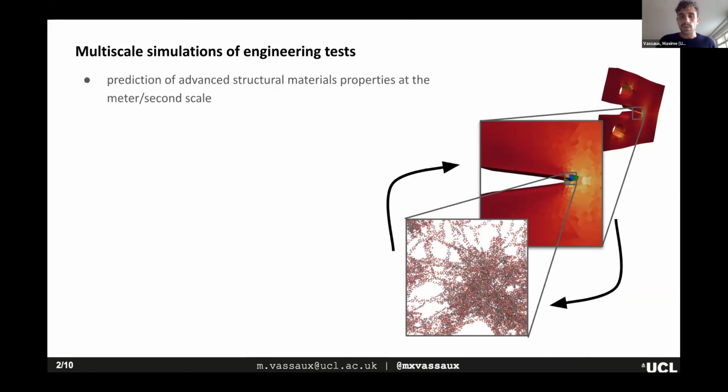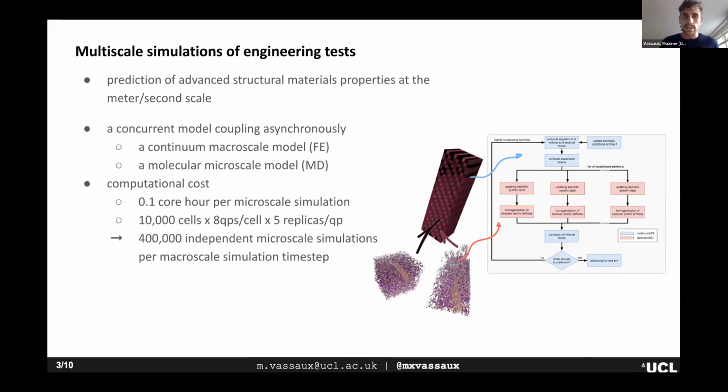as part of our multi-scale application, what we're trying to do is to replace those empirically derived relationships by molecular dynamic simulation. So basically, the workflow looks like this. You have a finite element mesh at the top, which for each of its integration points, so Gauss points, is going to run an ensemble of molecular dynamic simulation.